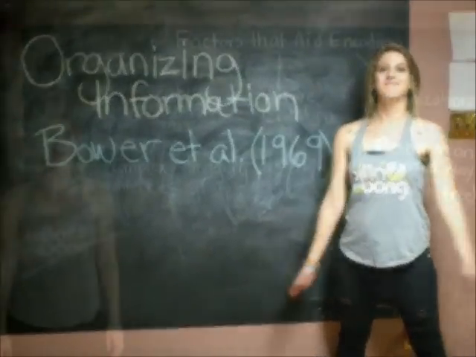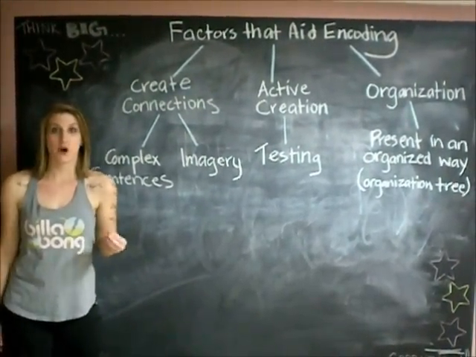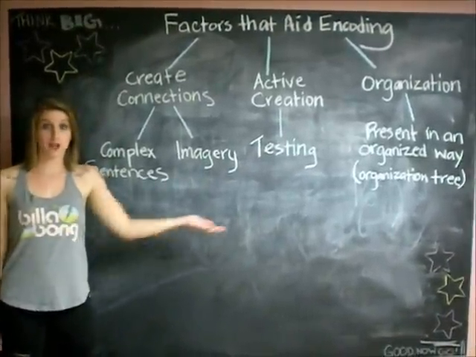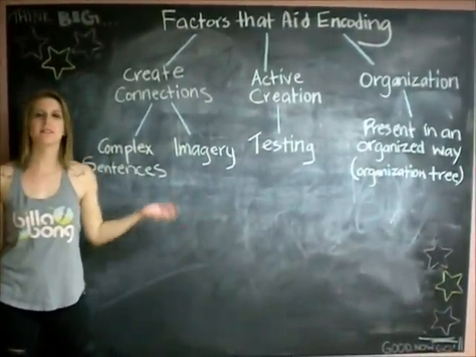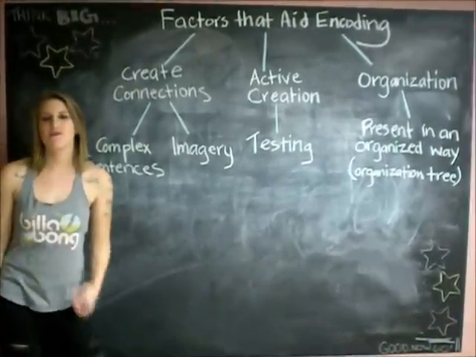Organizing information. The memory system uses organization to access information more efficiently. Organizing materials using a tree, for example, results in substantially better recall. And now that we're here, why don't we review what we learned today?